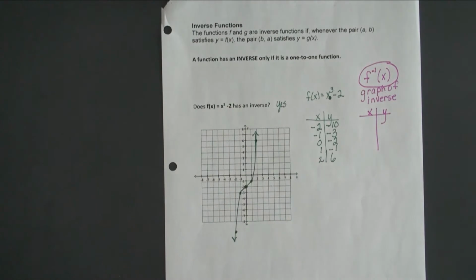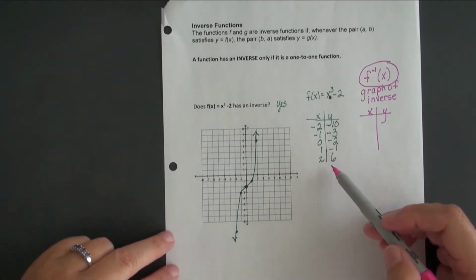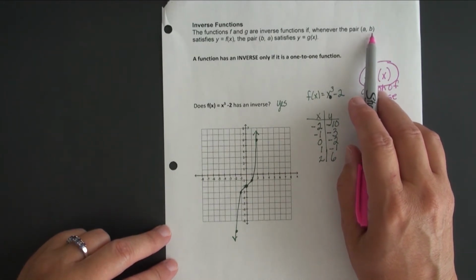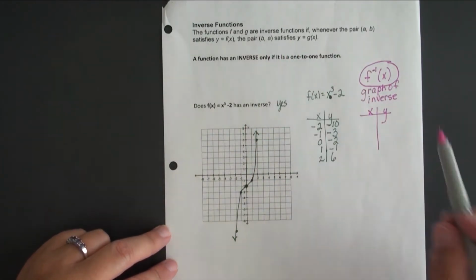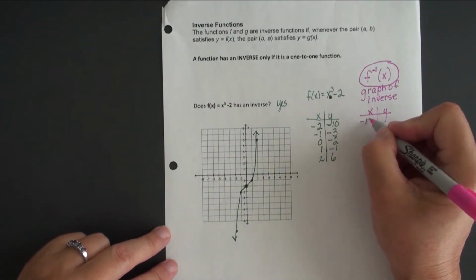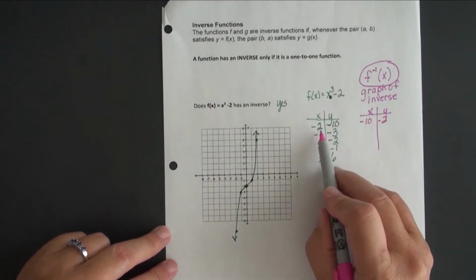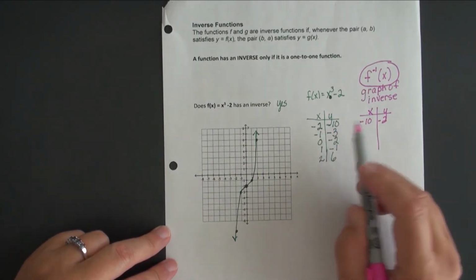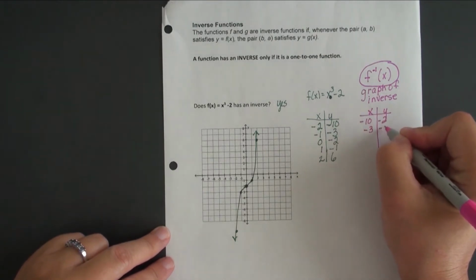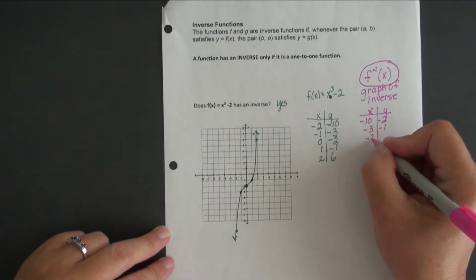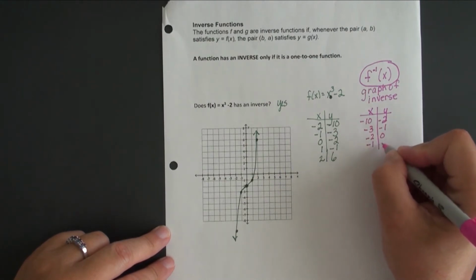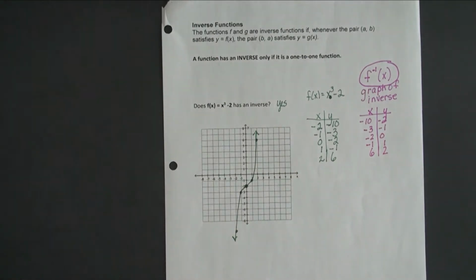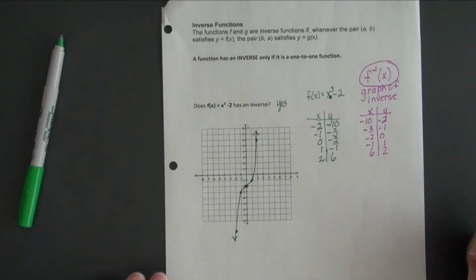Now the inverse is very easy to graph if you have the original function, because this says when the pair (a, b) is on the regular function, (b, a) is on the inverse. So all I have to do is switch my x and y values around to get my points on my inverse. So (-10, -2), (-3, -1), (-2, 0), (-1, 1), and (6, 2). Those are the points that I'm going to plot on my graph.